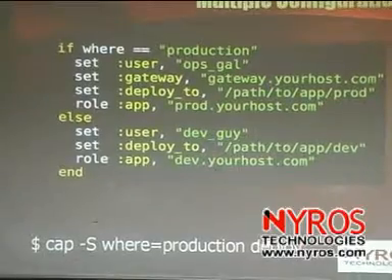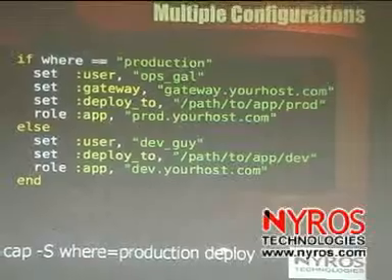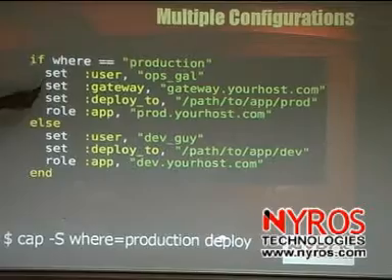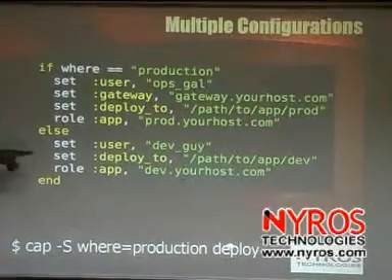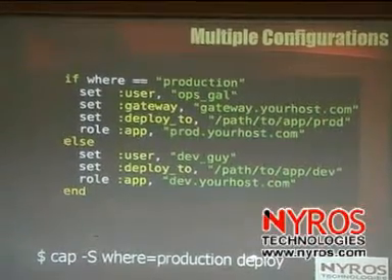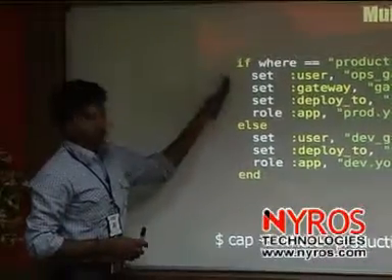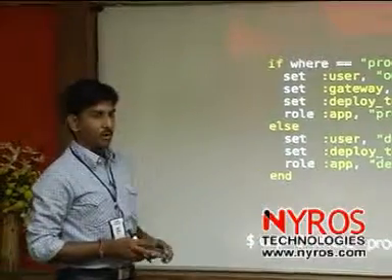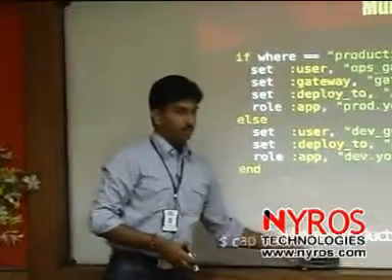The main advantage of Capistrano is configuring multiple applications at the same time by using only one command, cap deploy. In this example, one application is in production mode, another one is the dev guy, for example. By using this command, we can deploy these two applications at the same time. Cap -s very equal to production will deploy this application, and by using another command equal to dev guy, it will deploy the other.